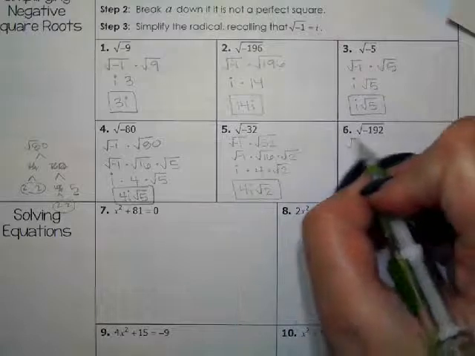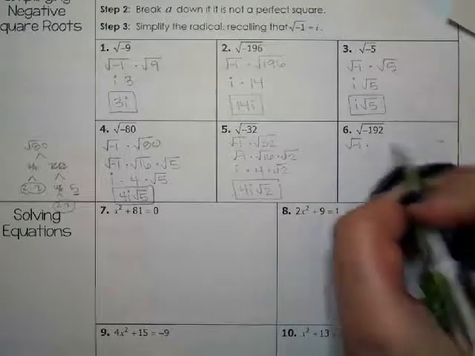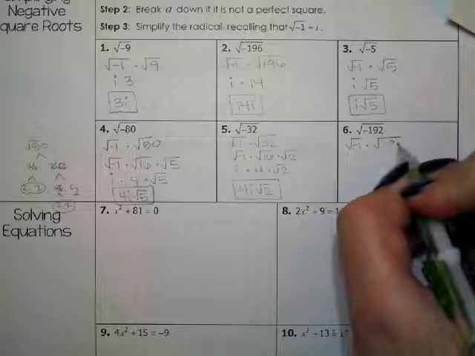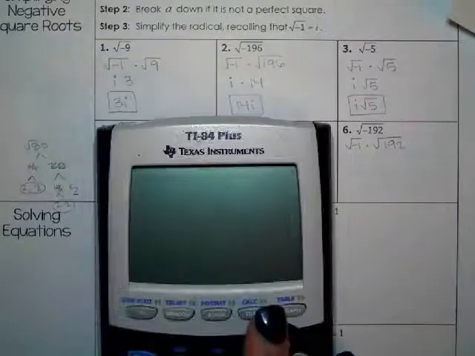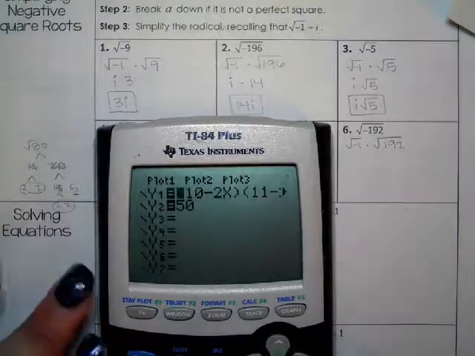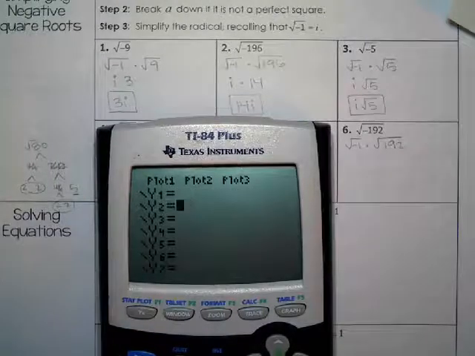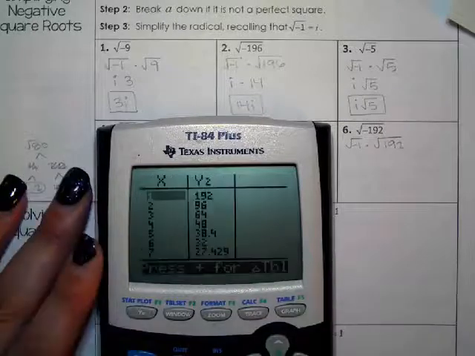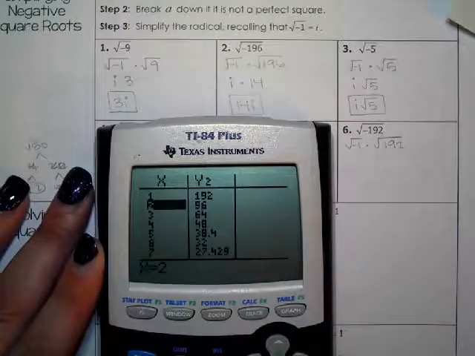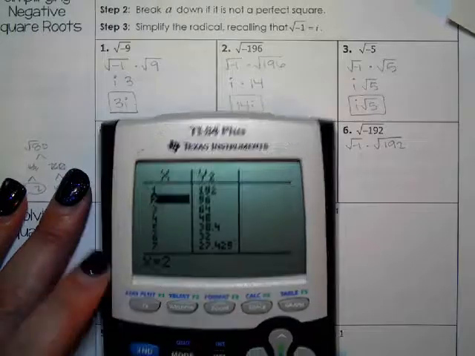All right, -1 square root 192. Do you guys remember how to use the calculator to find the biggest perfect square? Okay. And you've got to look for the biggest perfect square, not just a perfect square.